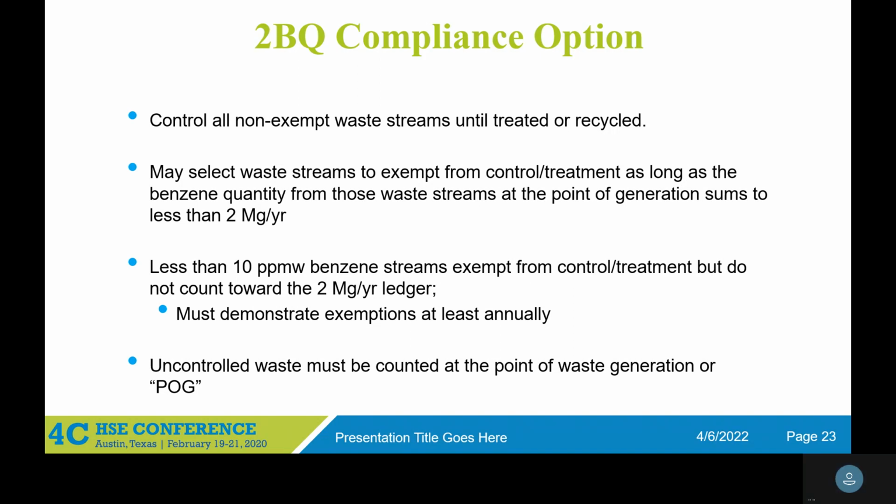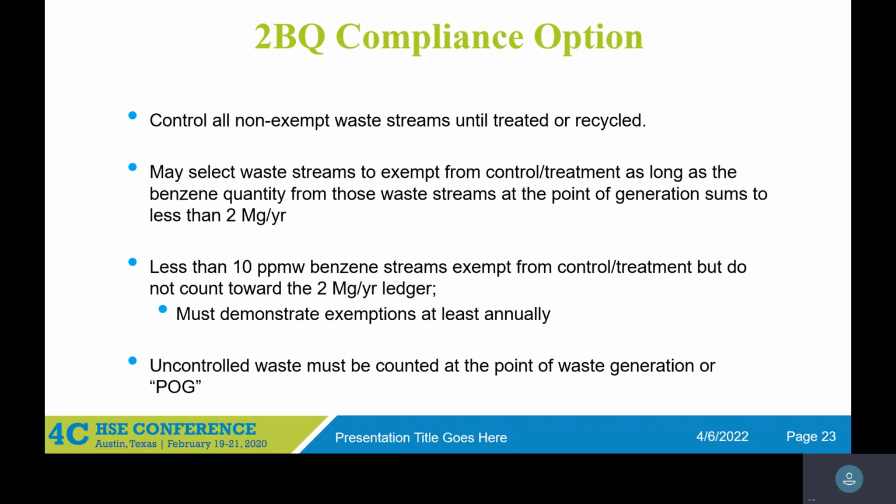So your uncontrolled waste must be less than 2 megagrams that we talked about, but the less than 10 ppm streams are exempted from control and do not count towards anything. I mean, you're supposed to put them in the TAB, right? The TAB is everything, anything that is greater than 10%, it goes in the TAB. For the 2 BQ, you have to start segregating the streams.